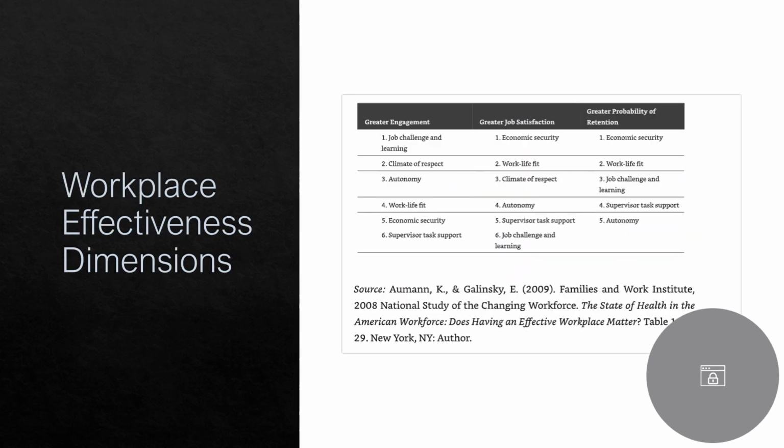Workplace effectiveness dimensions. In a key study, workplace effectiveness included 6 dimensions: job challenge and learning, autonomy, supervisor task support, climate of respect and trust, work and life fit, and economic security. Each employee attitude type, which consists of satisfaction, commitment, and engagement, related differently to the table displayed above. This shows why it may be useful to separately measure the 3 dimensions of employee experience. For example, the top drivers for satisfaction and retention were economic security and work-life fit.